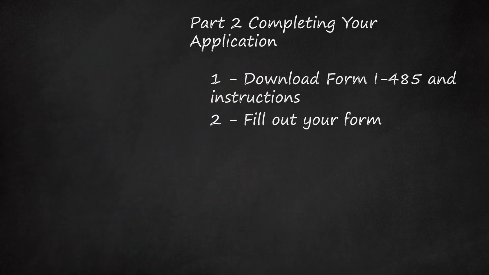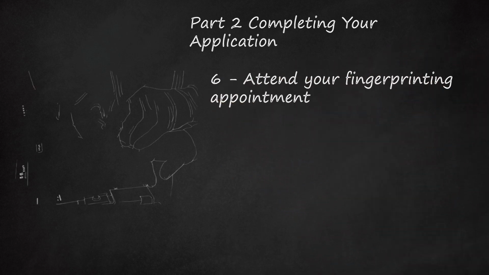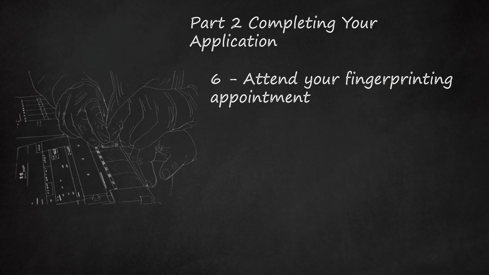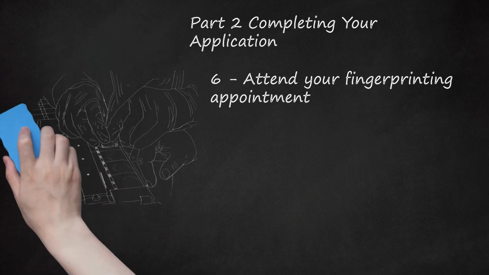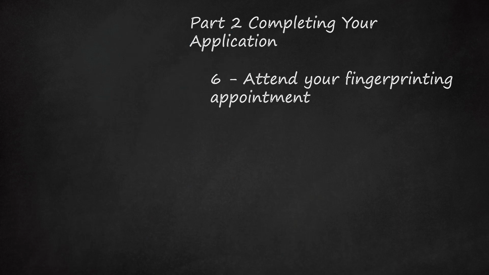doctors. 6. Attend your fingerprinting appointment. Within 1 to 3 months of receipt of your application and petition, the USCIS will send you notice of a biometrics appointment. At this appointment, an immigration officer will take your fingerprints and photo. Biometrics are required for all green card applicants between the ages of 14 and 79. When you arrive at your biometrics appointment, you must pay a fee of $85.